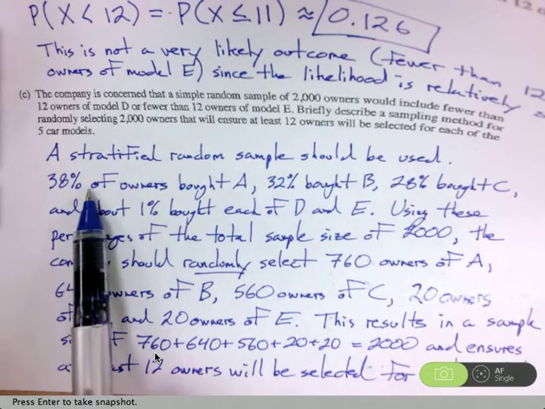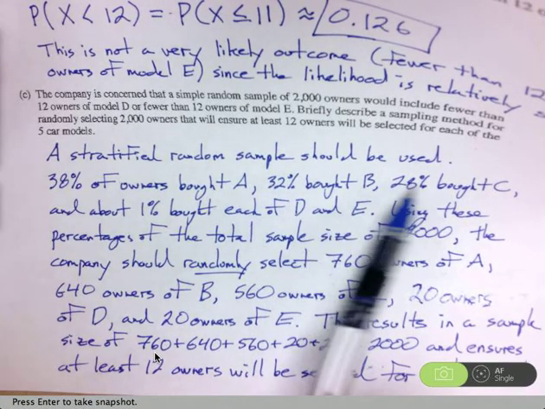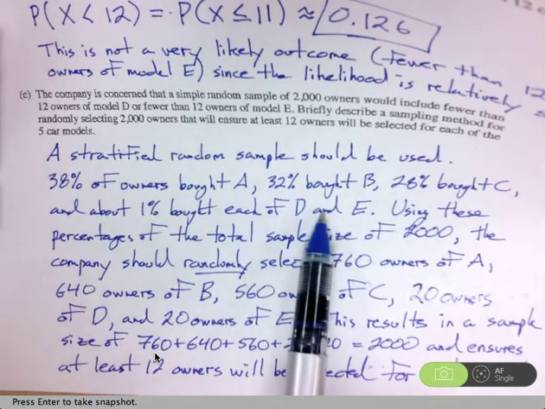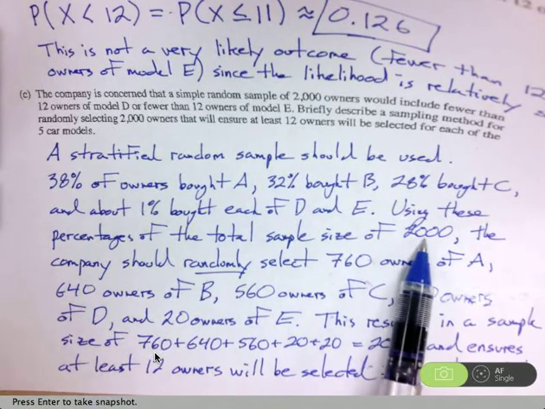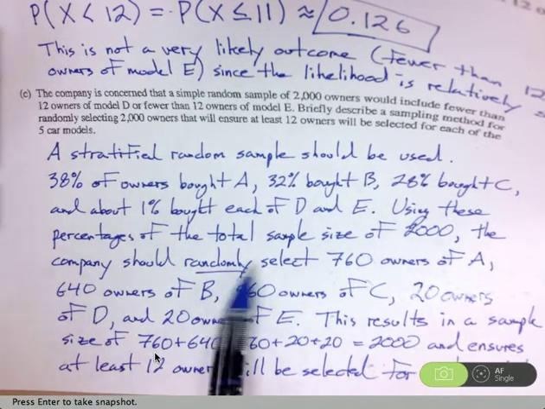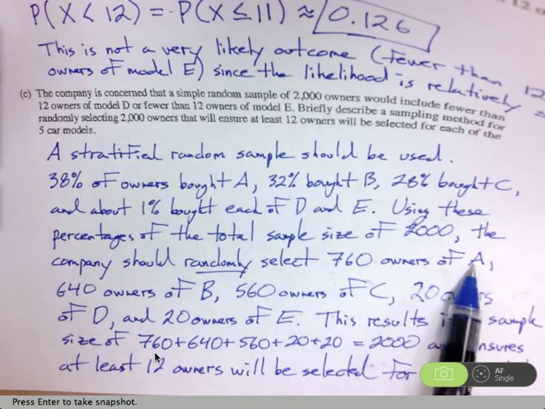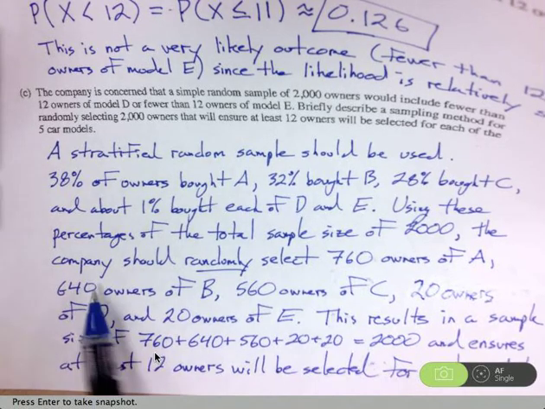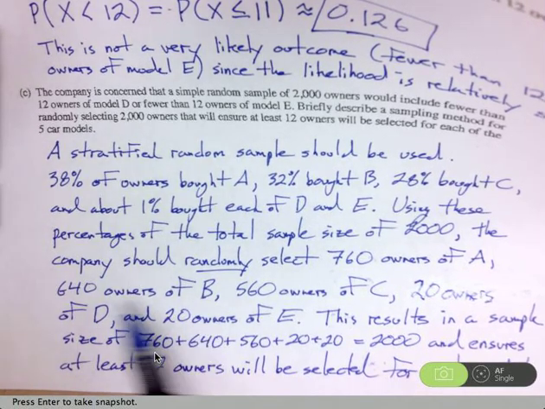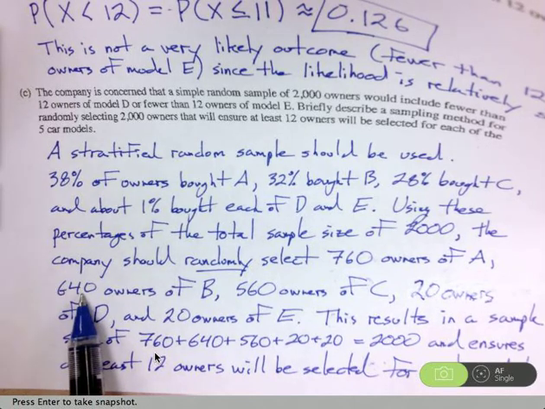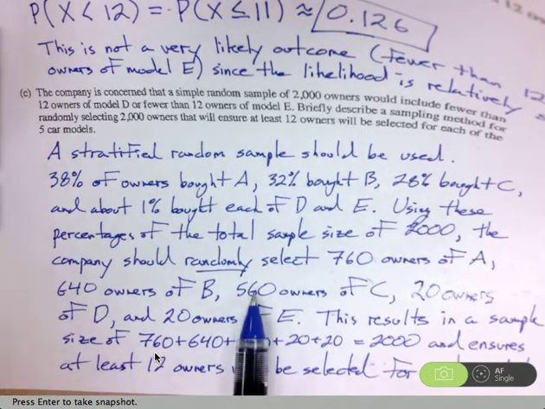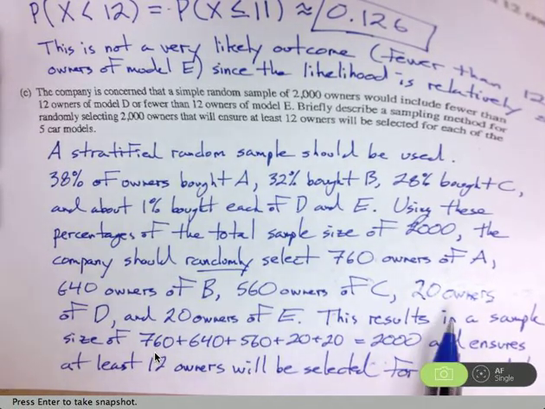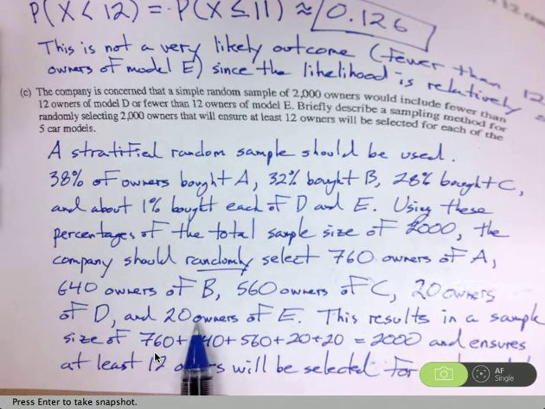So I wrote 38% of owners bought A, 32% bought B, 28% bought C, and about 1% bought each of D and E. If you use these percentages of the total sample size of 2,000, the company should randomly select 760 owners of A. That is 38% of 2,000. 640 owners of B, that's 32% of 2,000. 560 owners of C, that's 28% of 2,000. And then 1% of 2,000 is 20. So I want 20 owners each selected from D and E.